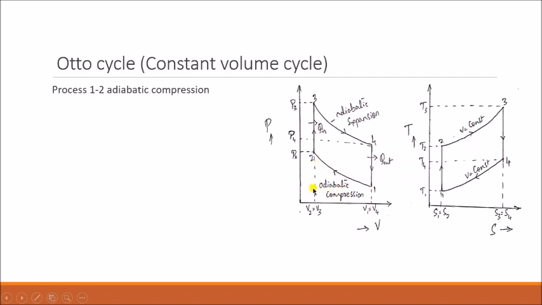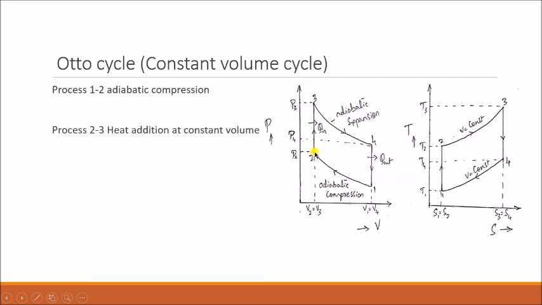That's why we call it an adiabatic compression process. Compression is taking place, but no heat is added and no heat is rejected. During this process, the pressure increases and the volume decreases. When you compress anything, its volume decreases and its pressure goes on increasing. Once the gas, or the system, has attained state 2, the second process starts.